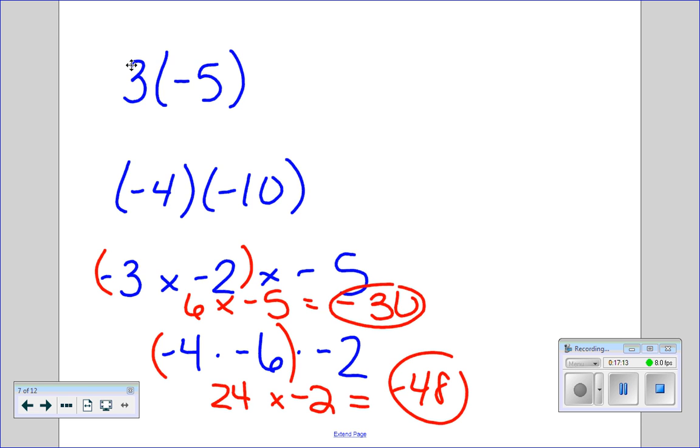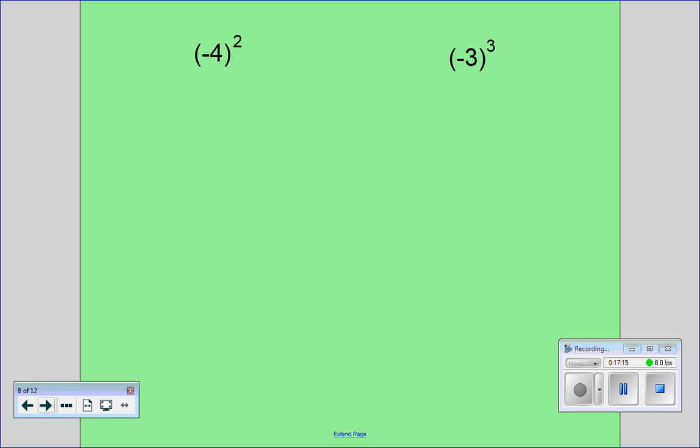I'm going to do a few story problems with you quick. And, oh shoot, yes, we should do these two before I forget. What does this mean? 4 and then a little 2. Alex?